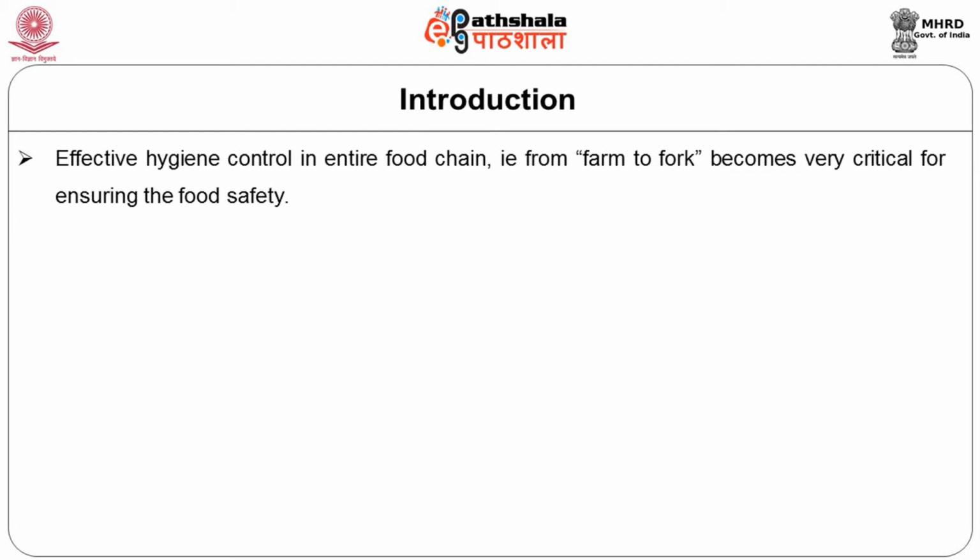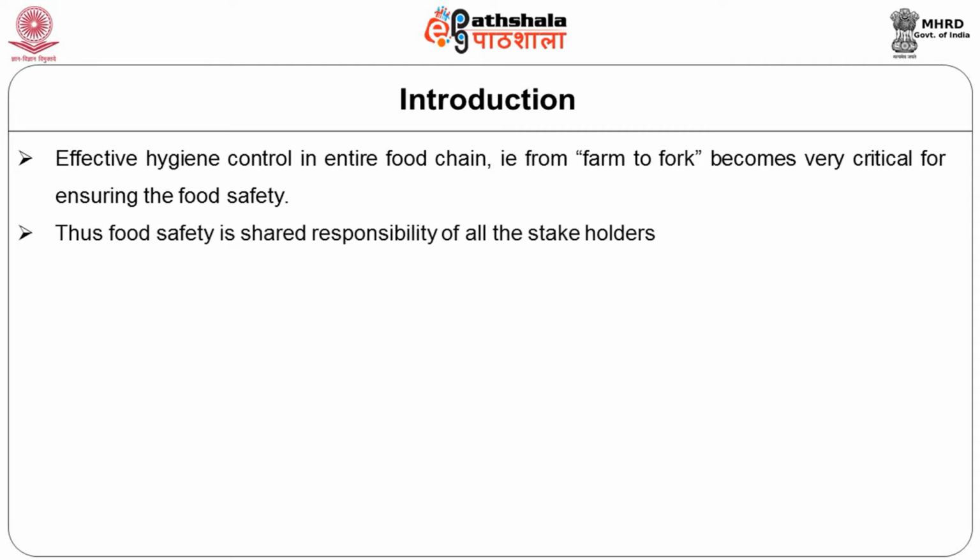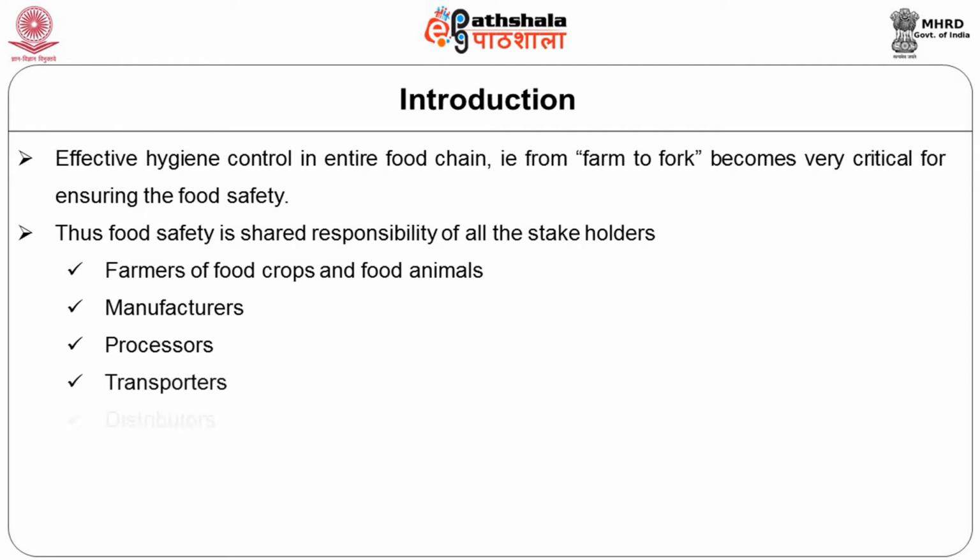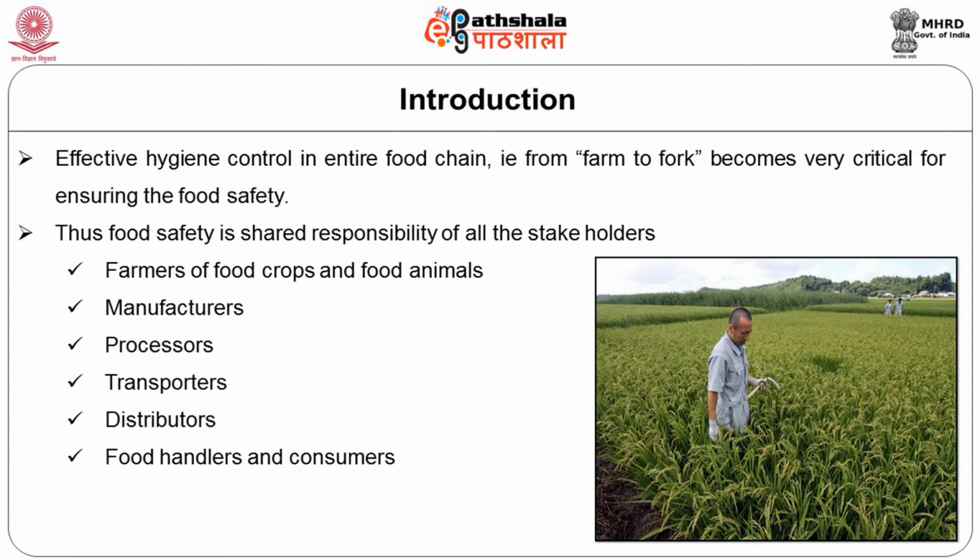Given this background, effective hygiene control in the entire food chain, that is from farm to fork, becomes very critical for ensuring food safety. Thus, food safety is a shared responsibility of all the stakeholders: farmers of food crops and food animals, manufacturers, processors, transporters, distributors, food handlers, and even consumers. It is now realized that following good hygiene practice in every step in the food chain is essential to ensure the safety and suitability of the food for consumption.